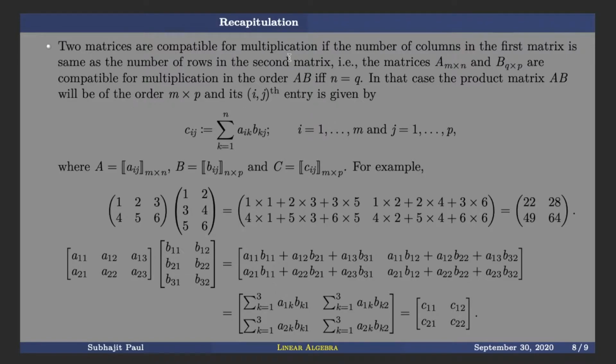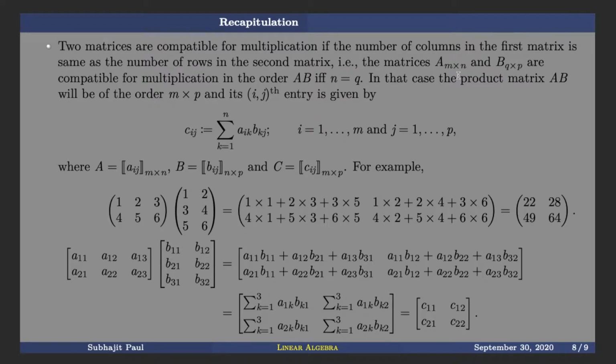Two matrices are compatible for multiplication if the number of columns in the first matrix is the same as the number of rows in the second matrix. That is, the matrix A with dimensions m cross n and another matrix B with dimensions q cross p are compatible for multiplication in the order AB, not in the order BA, if and only if n is equal to q. So the number of columns in A must be the same as the number of rows in the second matrix. In that case, the product matrix AB will be of the order m cross p.